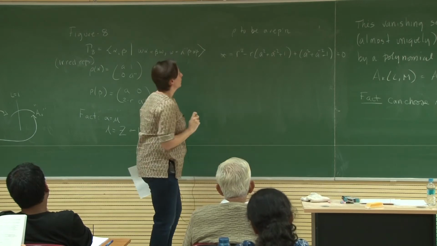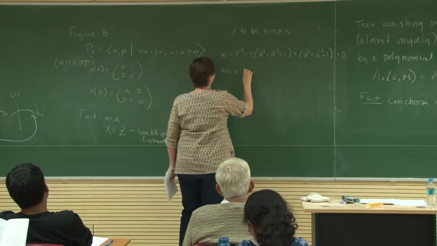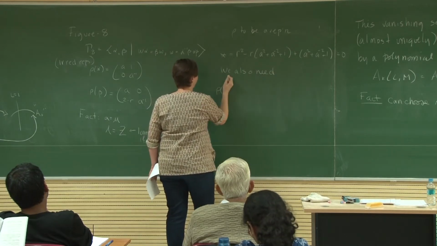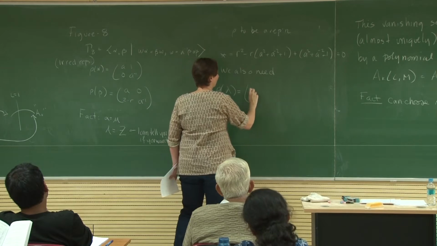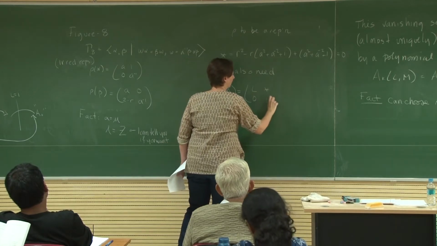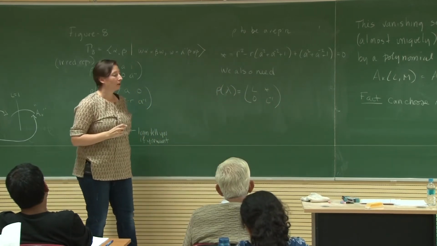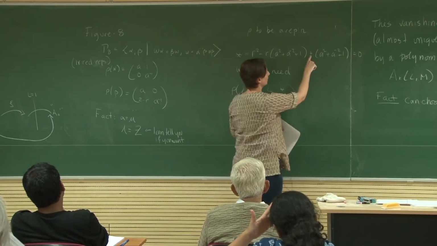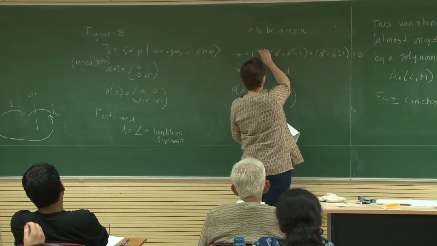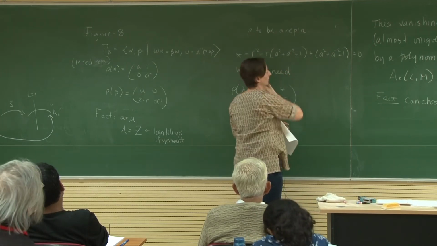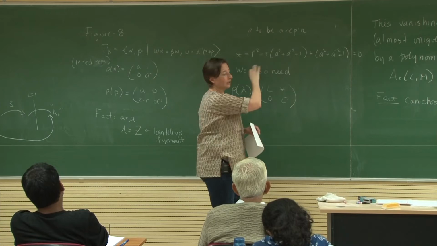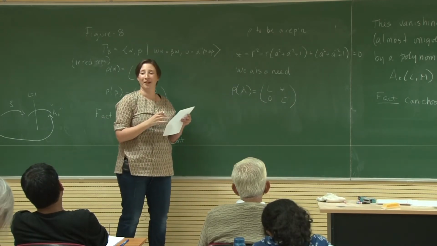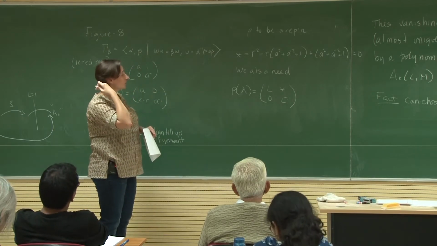All right, and so we also need rho of lambda to look like this. Which one do I have wrong? This one? Is it a plus? It might be slightly wrong, but that's what I have in my notes. Okay, so we need this.